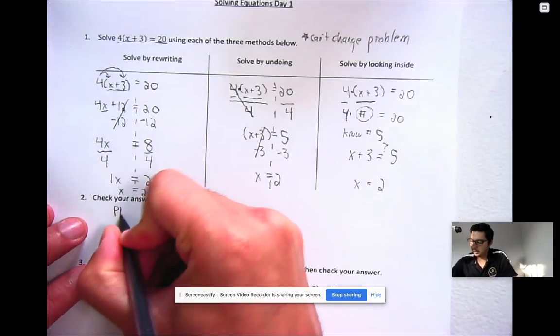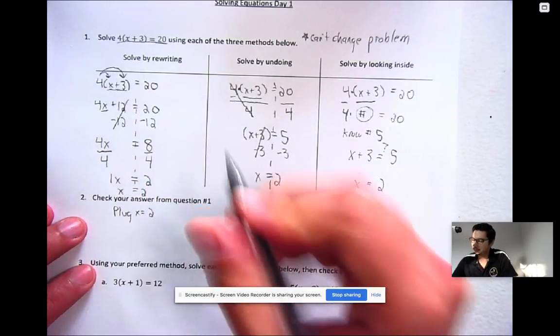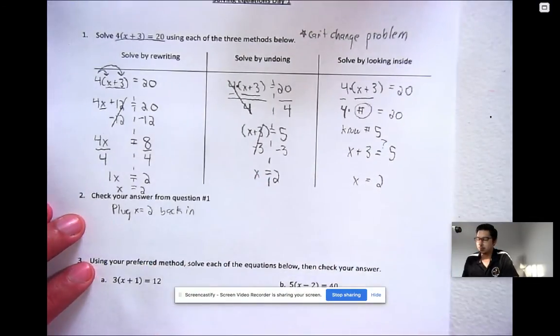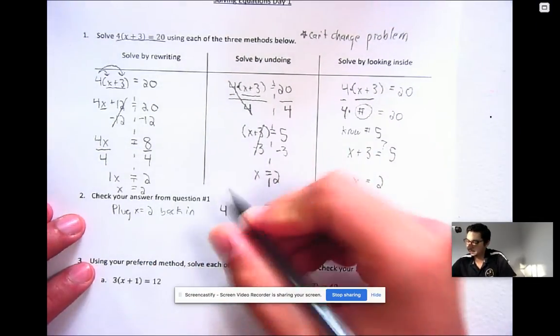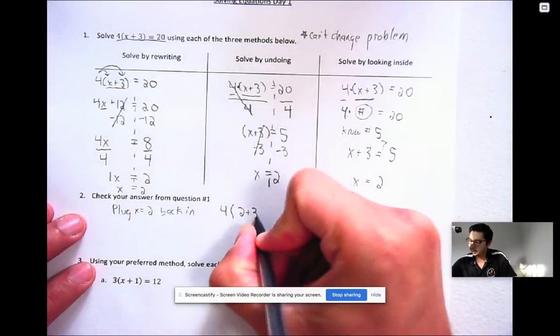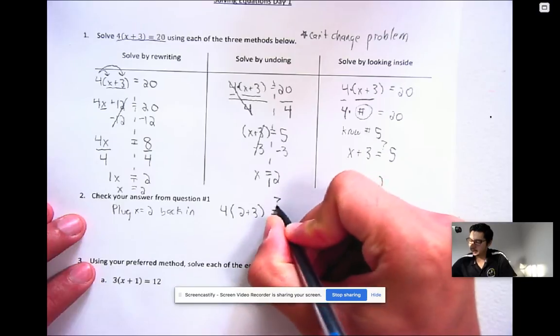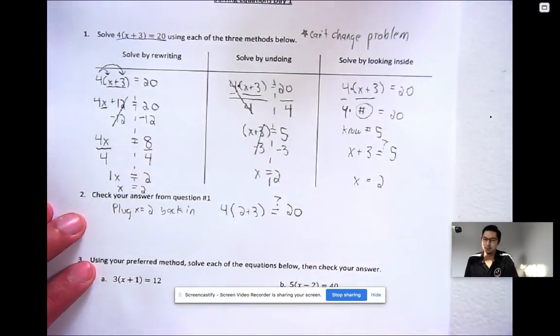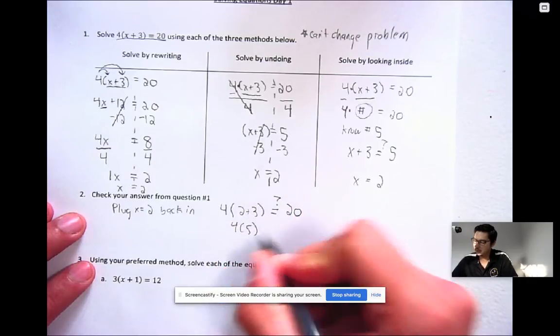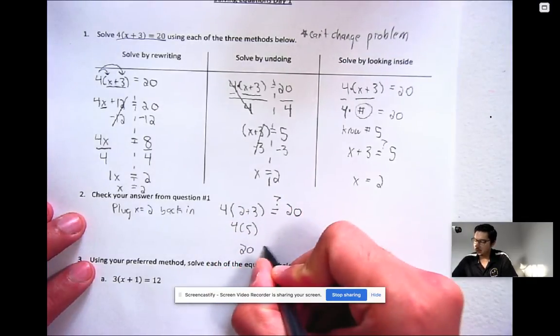So we plug x equals 2 back in. And what we want to determine is, is there still a true statement? So it's going to be 4. Instead of x, we plug in 2. So it's going to be 2 plus 3. And we're asking ourselves, does that equal 20? That's our way of checking our answer. Okay. Well, 2 plus 3 is 5, so you get 4 times 5. And 4 times 5 is 20.